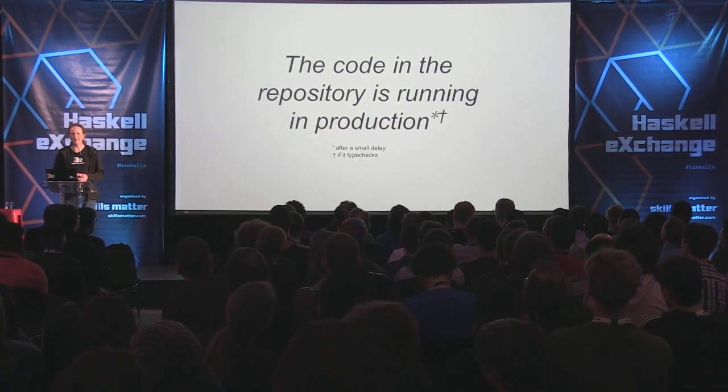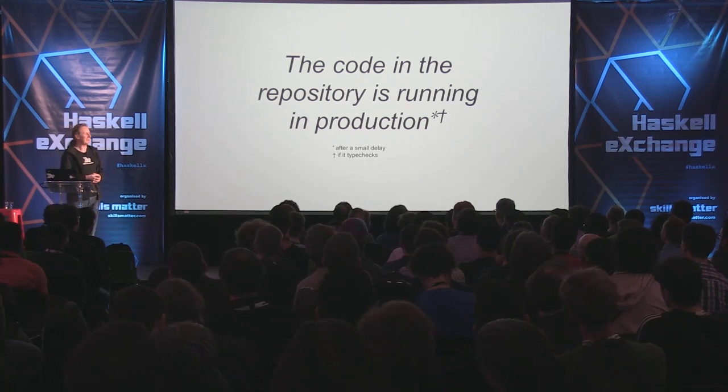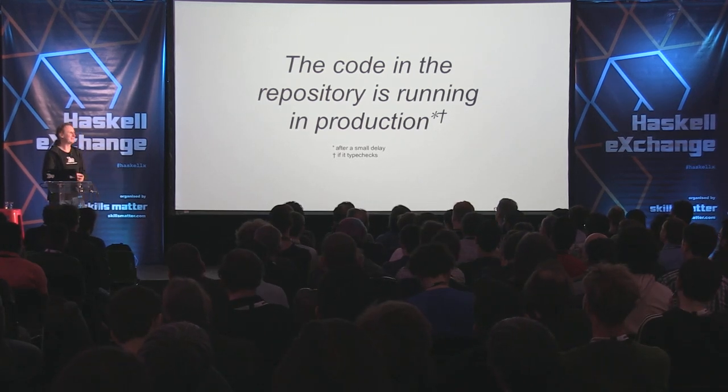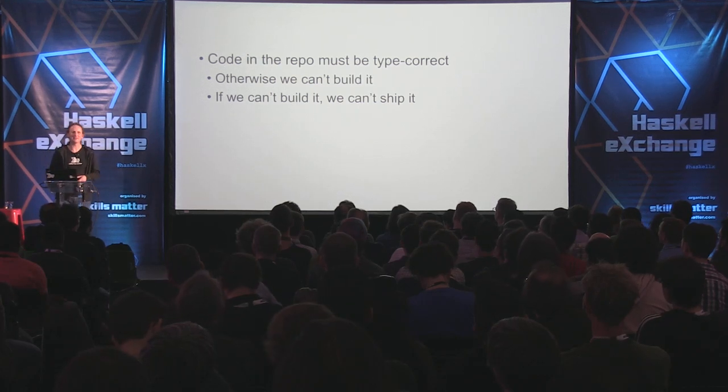Not only that, but it also has to type check. So you can't just check anything in, because then we can't ship it. The code in the repo has to be type correct. Otherwise, we can't build it, and if we can't build it, we can't ship it. So kind of what you would like to do is to have the repo be type correct all the time, right? You would like to guarantee that whatever is in the repository is type correct so that you can deploy it. But that gives you kind of a scaling problem.